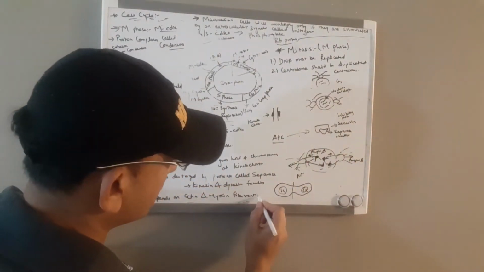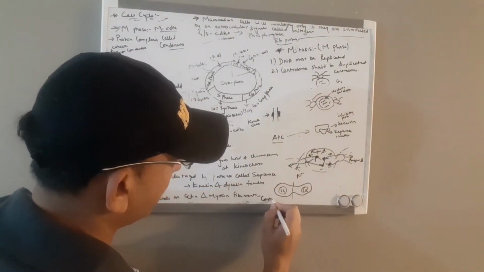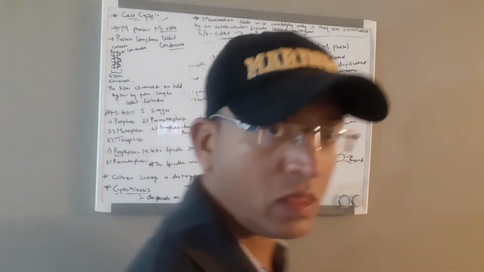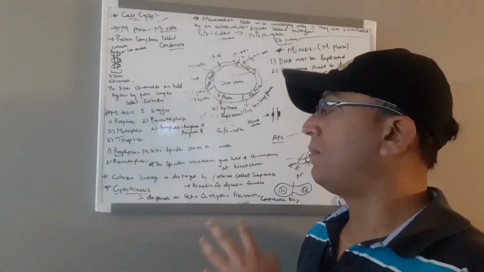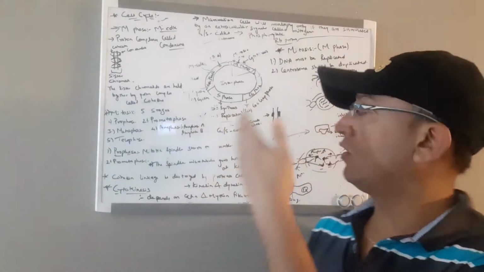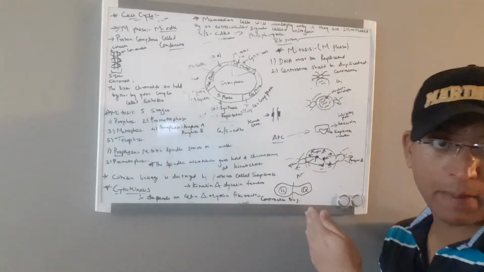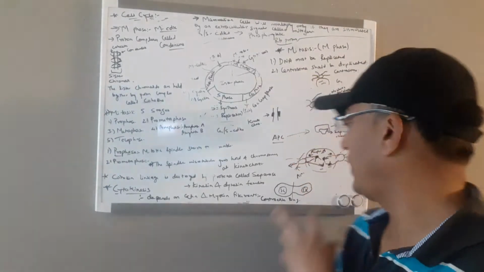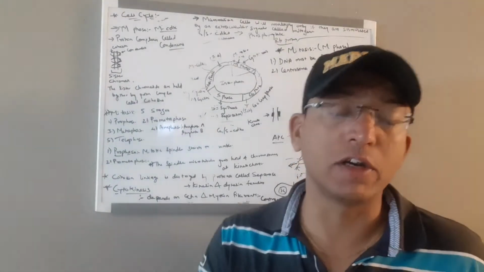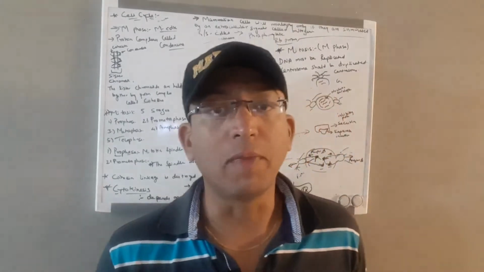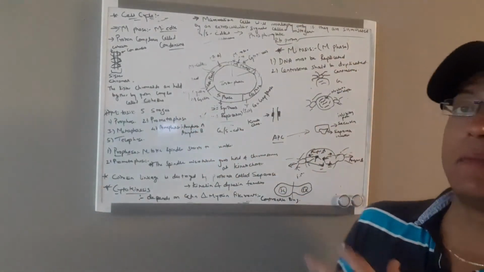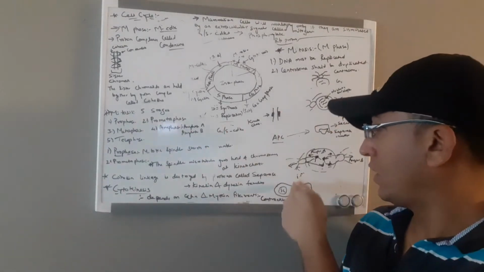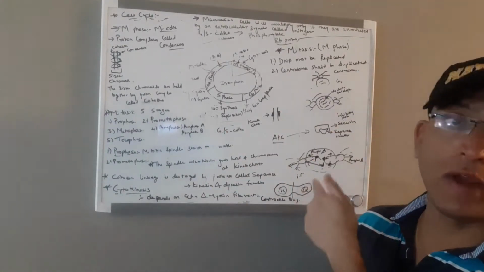This makes the contractile ring. Alright, so both the plane of cleavage, the plane where the cell will be separated, and the timing of cytokinesis are determined by the mitotic spindle. The mitotic spindle decides where the cell will be separated, or where the furrow will be developed.